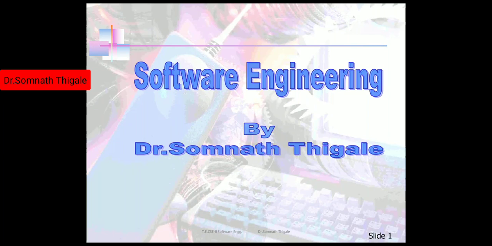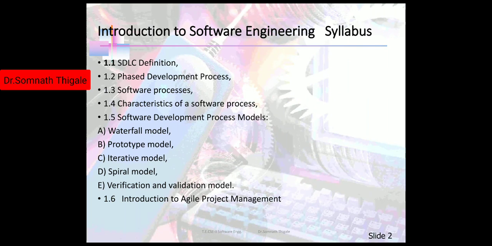Then to develop the software, we are going to follow a phase development life cycle, that is SDLC. We will understand the SDLC. Then we will talk about the phase development process. Then we'll move towards the next part, called the software process. After the software process, we will focus on the characteristics of software process, meaning what special treatment should be given to the software to develop it. So each and everything we will try to cover.